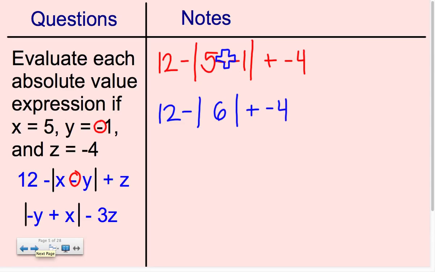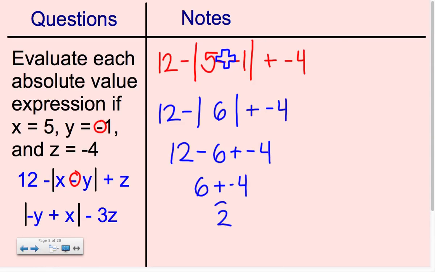The absolute value of 6 is 6, so I'll drop my absolute value lines. 12 minus 6 plus a negative 4. Now PEMDAS tells me to add and subtract from left to right. So 12 minus 6 is 6. 6 plus a negative 4 is 2.